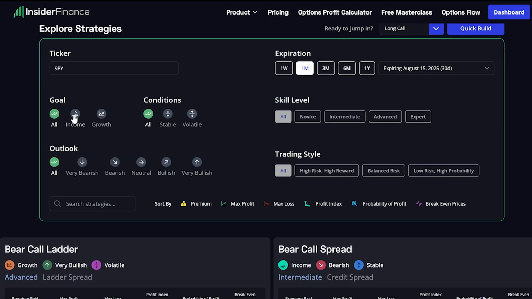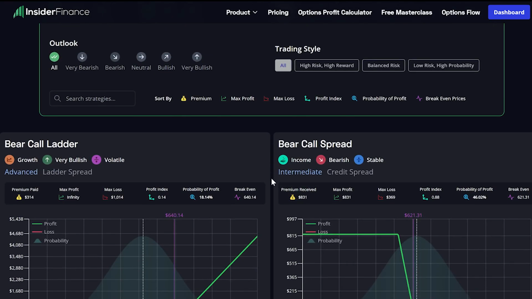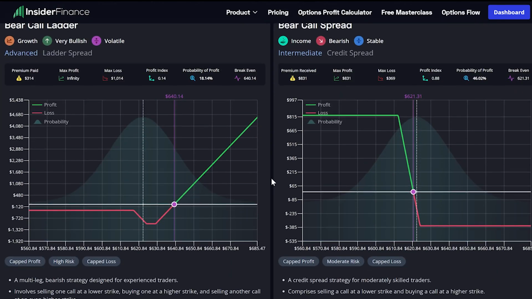You can enter your goal and the volatility conditions, as well as whether you're bullish or bearish on this ticker. And you can even put in some information about your trading style, so whether you want a more high risk or low risk strategy. And so Insider Finance will pull up a bunch of different strategies for you based on this information.